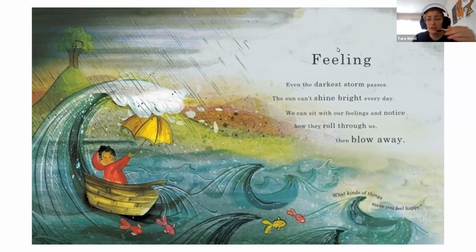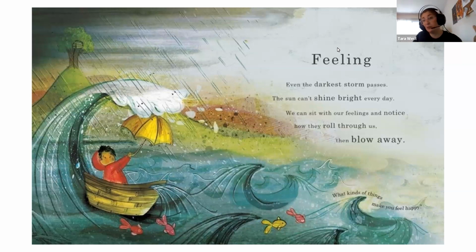We've got the next few lines that talk about how our feelings can roll through us. We have the waves literally, but to me, this is a contradiction because it doesn't look like we're rolling through the waves. It looks like we're trying to not have our boat capsize because the waves are literally over our character's boat. So to me, that's a contradiction.